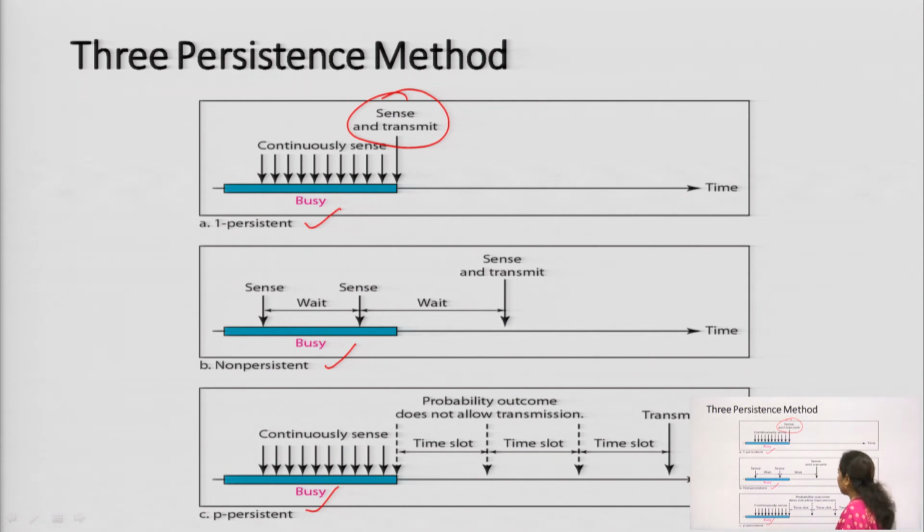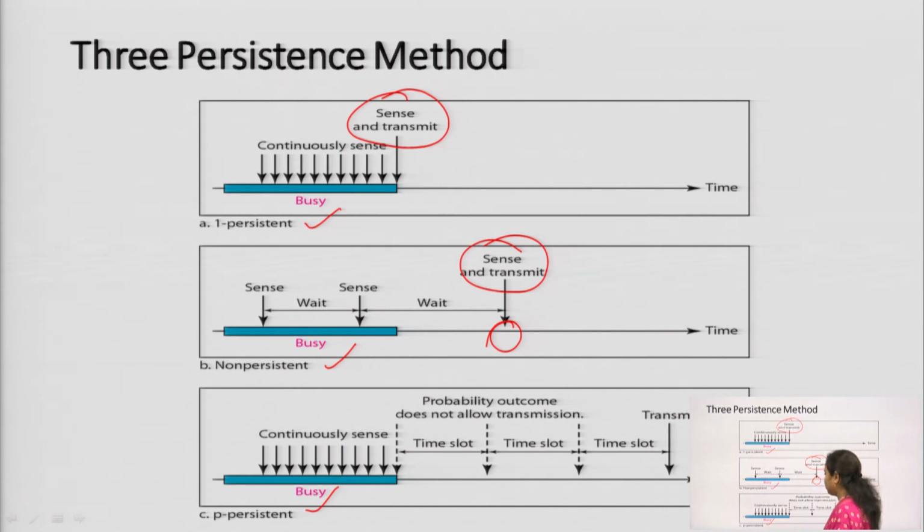In case of the non persistent method, if the channel is busy, it will wait for a particular point of time, then it will sense again, then it will wait again and then sense and transmit, when the channel is free. This is non persistent.